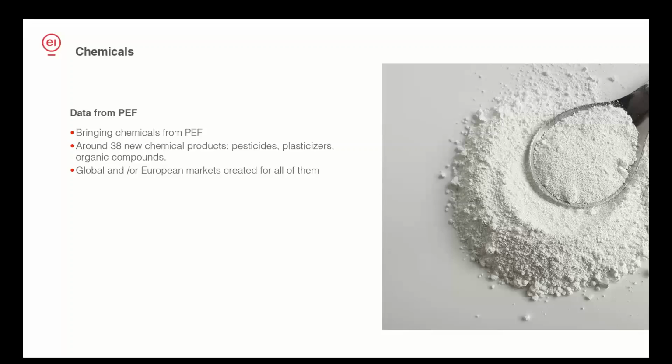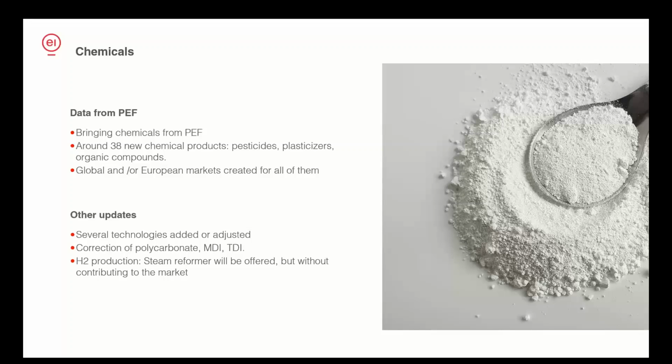Secondly, we have updated the sector by generally updating and adjusting existing technologies, as always, maintaining the sector and making sure that the technologies represent the current technologies. This we have done sometimes in collaboration with the concerned associations. So for version 3.9, we are updating and correcting polycarbonate, MDI and TDI, and we have introduced a steam reformer activity, generating hydrogen. For now, it has to be noted that this activity is not connected to the market mix of hydrogen. So the activity is there for you to use if you wish in your different projects, but it's not yet contributing to the market mix for hydrogen.